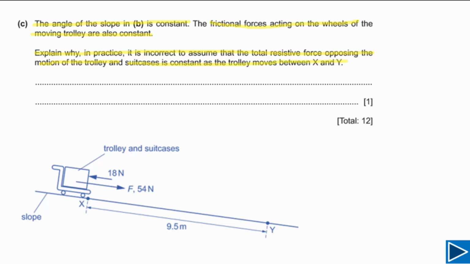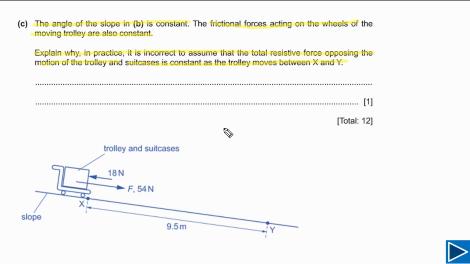The question is simply asking us why it is not correct to assume that total resistive force is constant, meaning total resistive force is not constant. We have assumed in the previous part that total resistive force is constant, but in fact total resistive force is not constant. So we need to explain now why total resistive force is not constant.